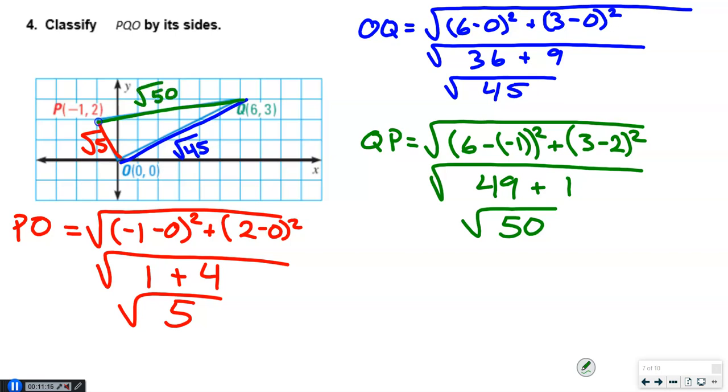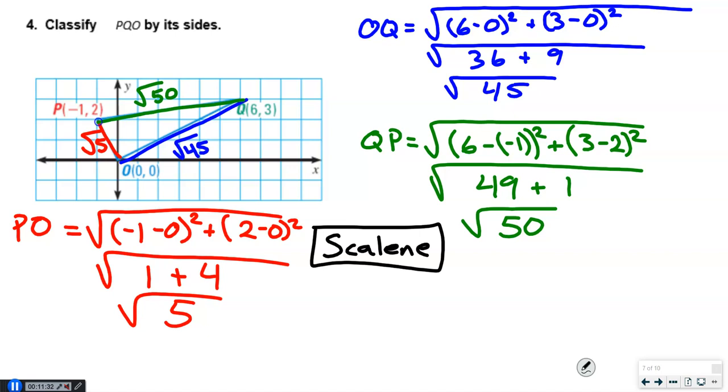So if we're classifying by sides, we look at those sides. Are any of the sides the same? No. So it's a scalene triangle. It is scalene.